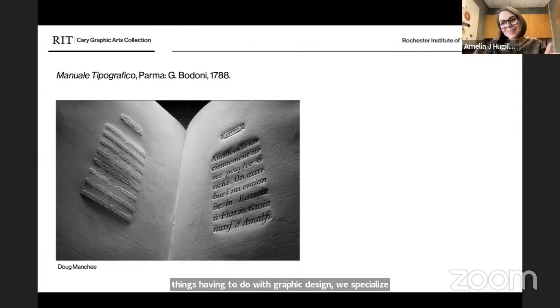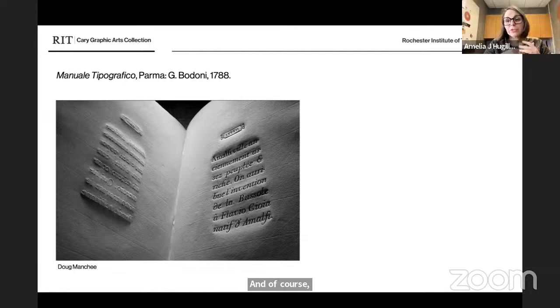So, as an illustration of the breadth of our collections, I just want to show two things here. One, an early type specimen by Giambattista Bodoni from his Manuale Tipografico from 1788, printed in Parma on a hand press with handmade paper. And of course, Bodoni was the punch cutter and designer for just so many different typefaces in different sizes and for different languages and scripts. It really illustrates the virtuosity of what is possible in type design and fine printing.